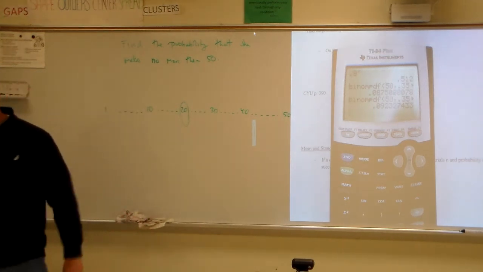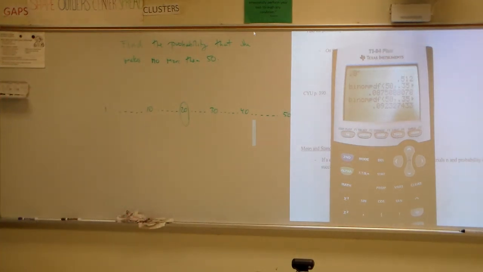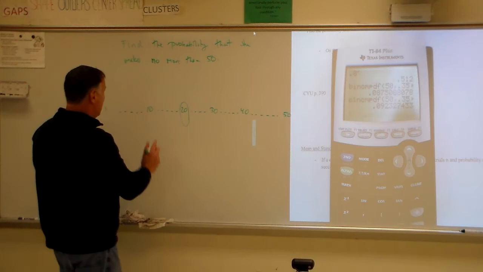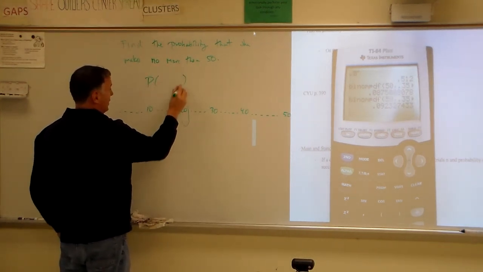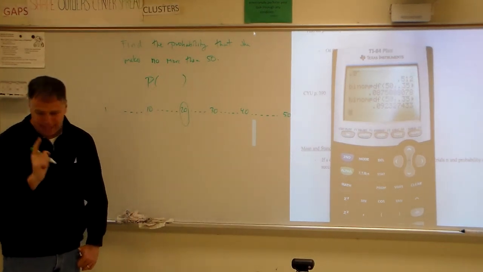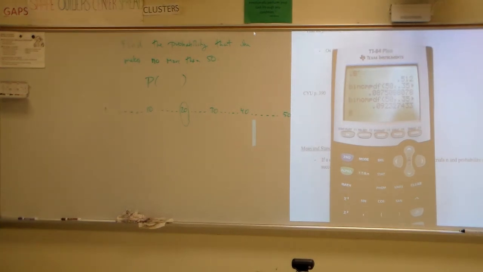So now we got to start taking the language and interpreting that into the stuff that we're looking for. Trying to take that and interpret. No more than 50. What does that mean? How do I write that? Probability of what? Think of how I write that with inequalities.